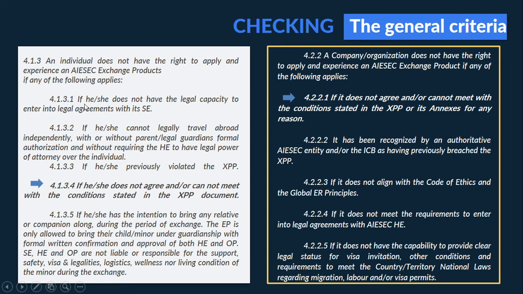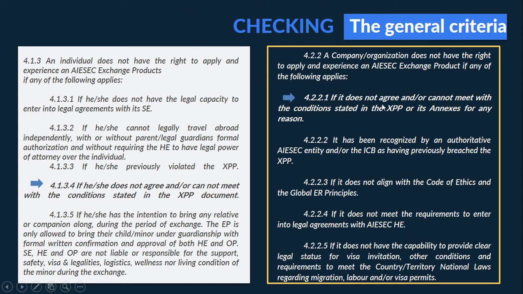And what can we see here? It's about whether the person has the legal capacity to enter into legal agreements, and whether he or she agrees with the XPP. And you can see it's bolded and highlighted because it's very important that this side is actually agreeing and understanding the conditions stated in the XPP. And also if this person has previously been involved with ISAC and violated the rules, then again the person cannot apply for or experience an ISAC exchange. And from the partner side, it's almost the same. If they don't agree with the XPP or its annexes for any reason, or they might have previously violated the XPP in previous experiences with this organization, and so on.